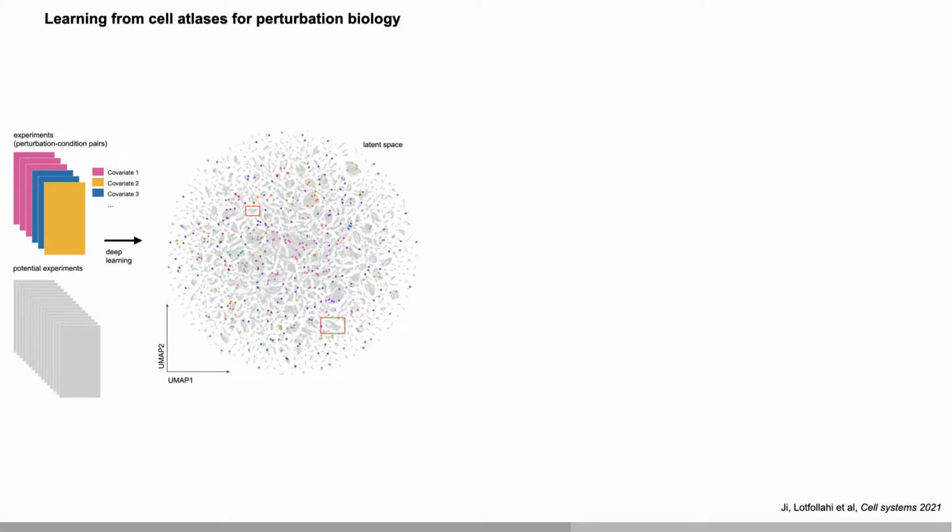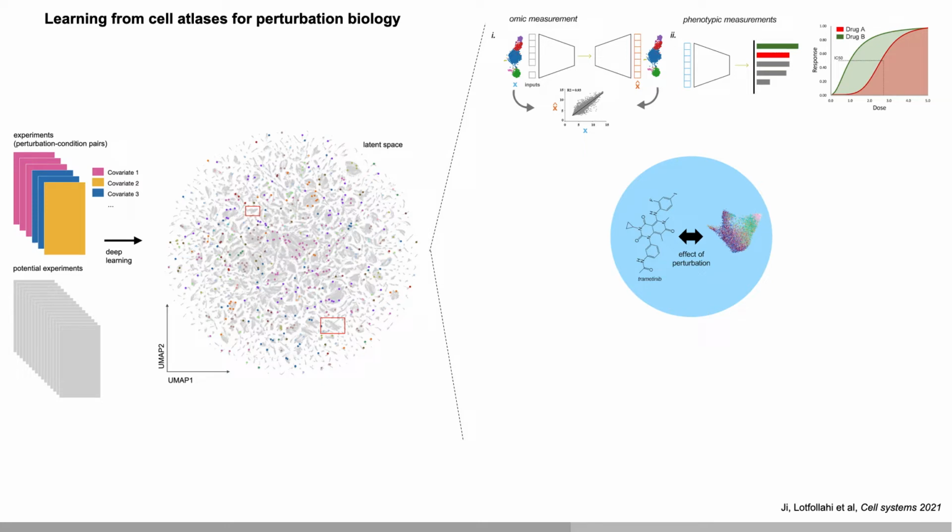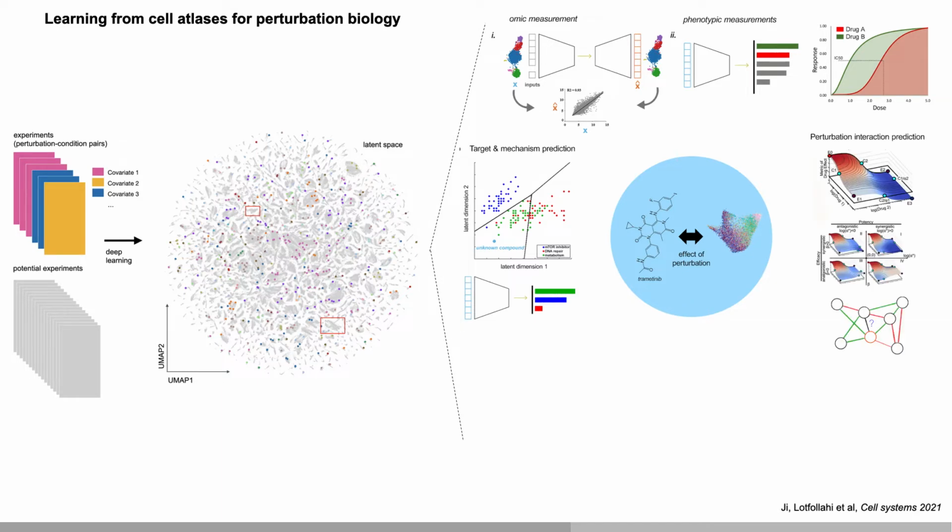With the availability of large single-cell atlases, specifically perturbation atlases, we can use these reference atlases to predict a couple of downstream tasks. The main task is centered around predicting the effect of a perturbation, but it breaks down into multiple tasks, like what to actually predict. You can predict an omic, so basically the effect on gene expression after a certain perturbation. You can predict phenotypic measurements, such as area under the curve, or you can classify targets and mechanisms, or you can classify and predict interactions.